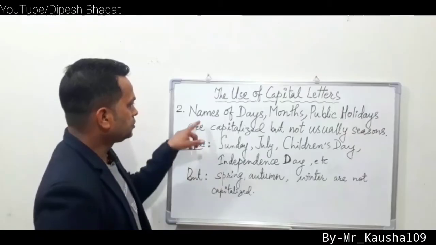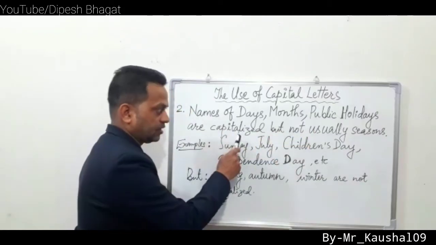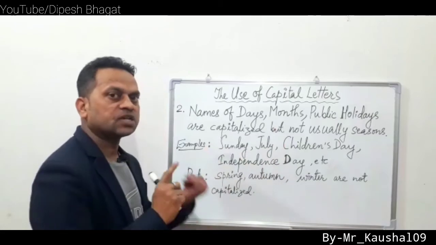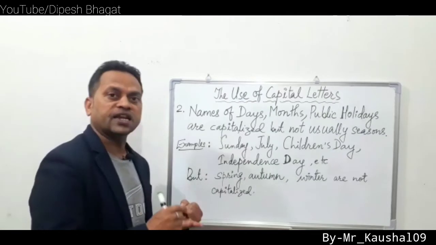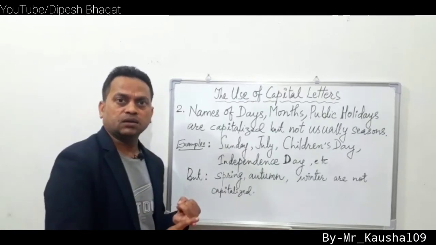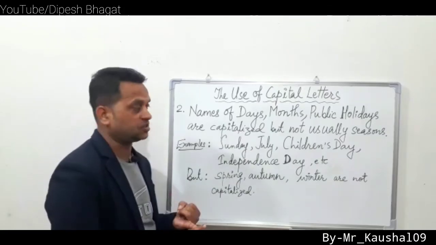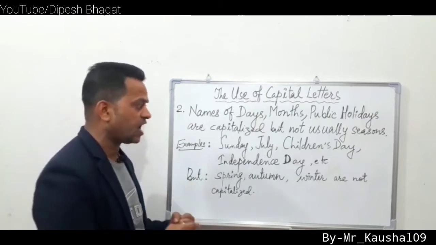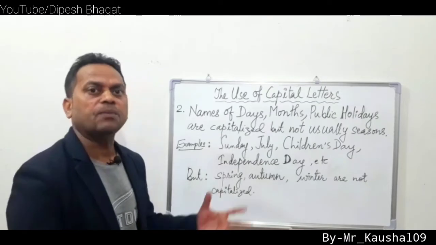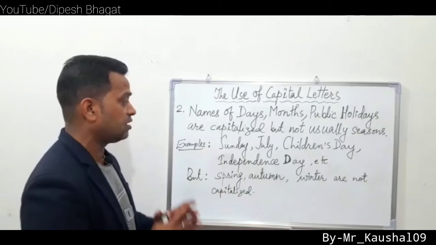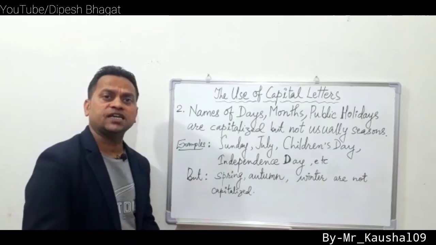And now the second one, you see clearly written here: names of days, months, public holidays are capitalized but not usually seasons. Names of days: Sunday, Monday, Tuesday, Wednesday, Saturday, Friday. Names of days are capitalized. Names of months, January, February, December, right? Vaishakh, Shravan, Kartik, these are capitalized. Similarly, public holidays are also capitalized. Children's Day, that is a public holiday. Independence Day, Democracy Day, Republic Day, these are all capitalized because these are public holidays. And seasons, you see, seasons are not usually capitalized.